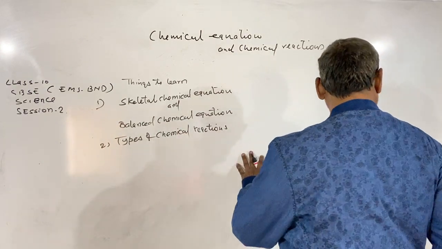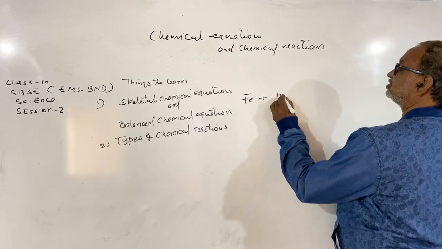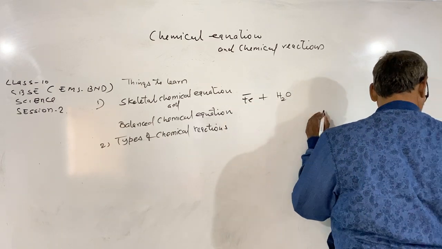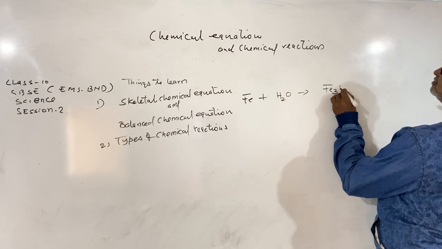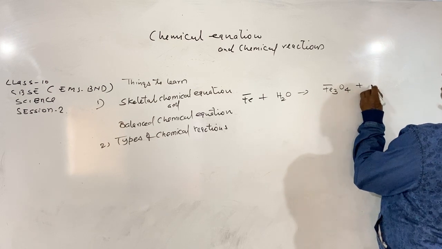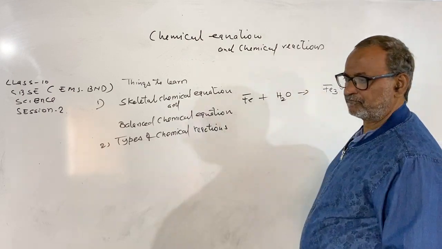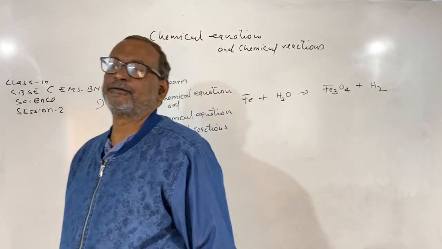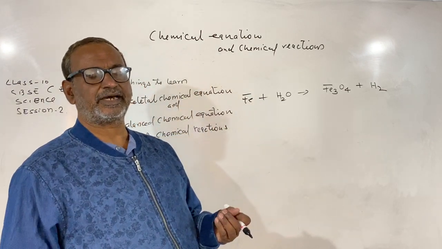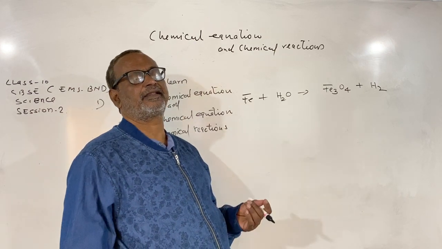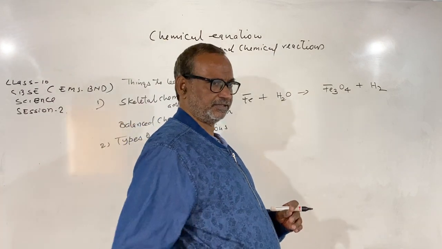Consider this chemical reaction. Iron reacts with steam to form magnetic oxide of iron and liberate hydrogen gas. You can see that this equation is unbalanced as it contains unequal number of atoms on left hand side and right hand side. So we shall balance this chemical equation.